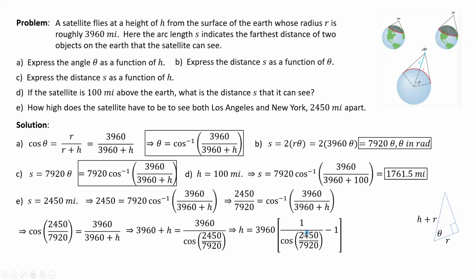Cool. Again, I punched into calculator and figured out that this is 197.33, about 200 miles. So if the satellite were to be flying at a height of about 200 miles from the surface of the Earth, it would be able to see both Los Angeles and New York, which are 2,450 miles apart. Isn't that fascinating? I like it. Alrighty, that's it.